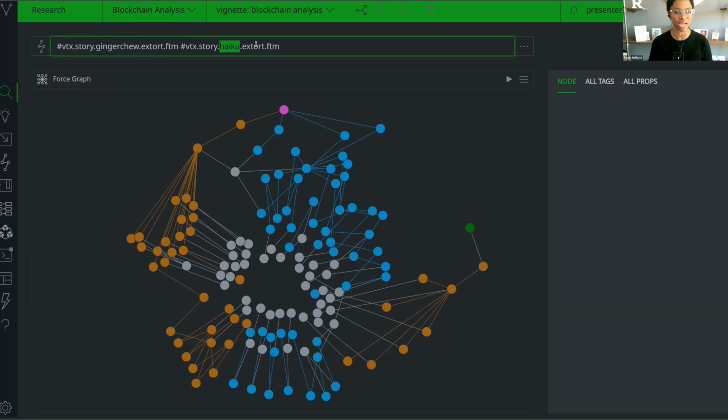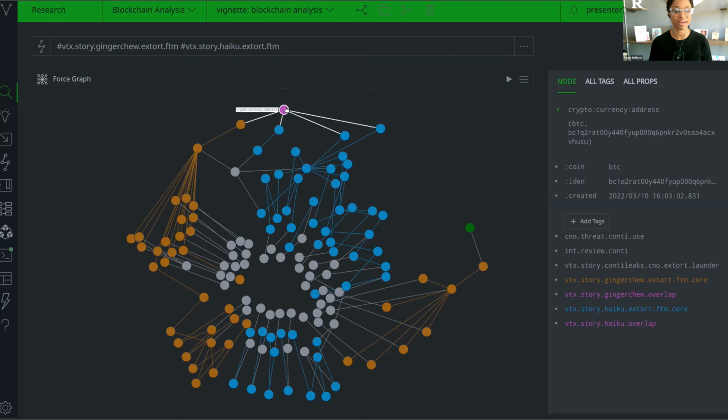And I did the same for Haiku. When I hit enter, what I have, in orange, are all of the Ginger Chew related activity. And then in blue, I have all of my Haiku activity here. What this address shows is that HUSU address. And what you see is this convergence, right? You see this overlap happen where Ginger Chew activity ends up coming to this address.